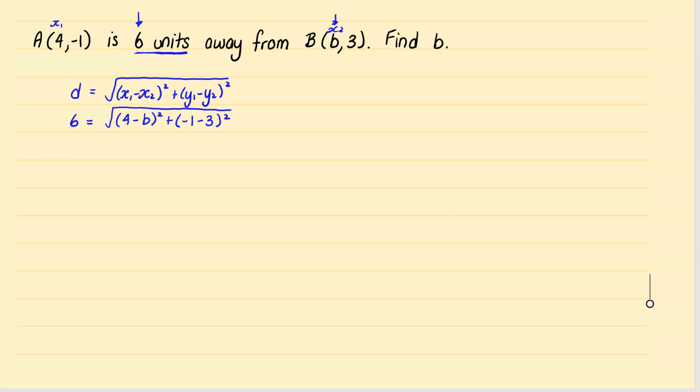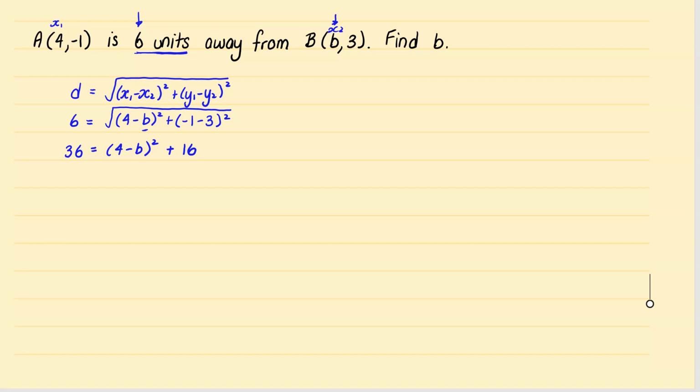And now we ask ourselves, what is it that we could do with this? Well, I want to try and get to b. I need that all by itself. The thing that's bothering us is this square root. We're going to do the opposite of square root. The opposite of square rooting is squaring. Correct. So we're going to square both sides. The square of 6 is 36. And when we square the right-hand side, the square root disappears. So we're now left with 4 take b squared. Minus 1 take 3 is minus 4. And 4 squared is 16.